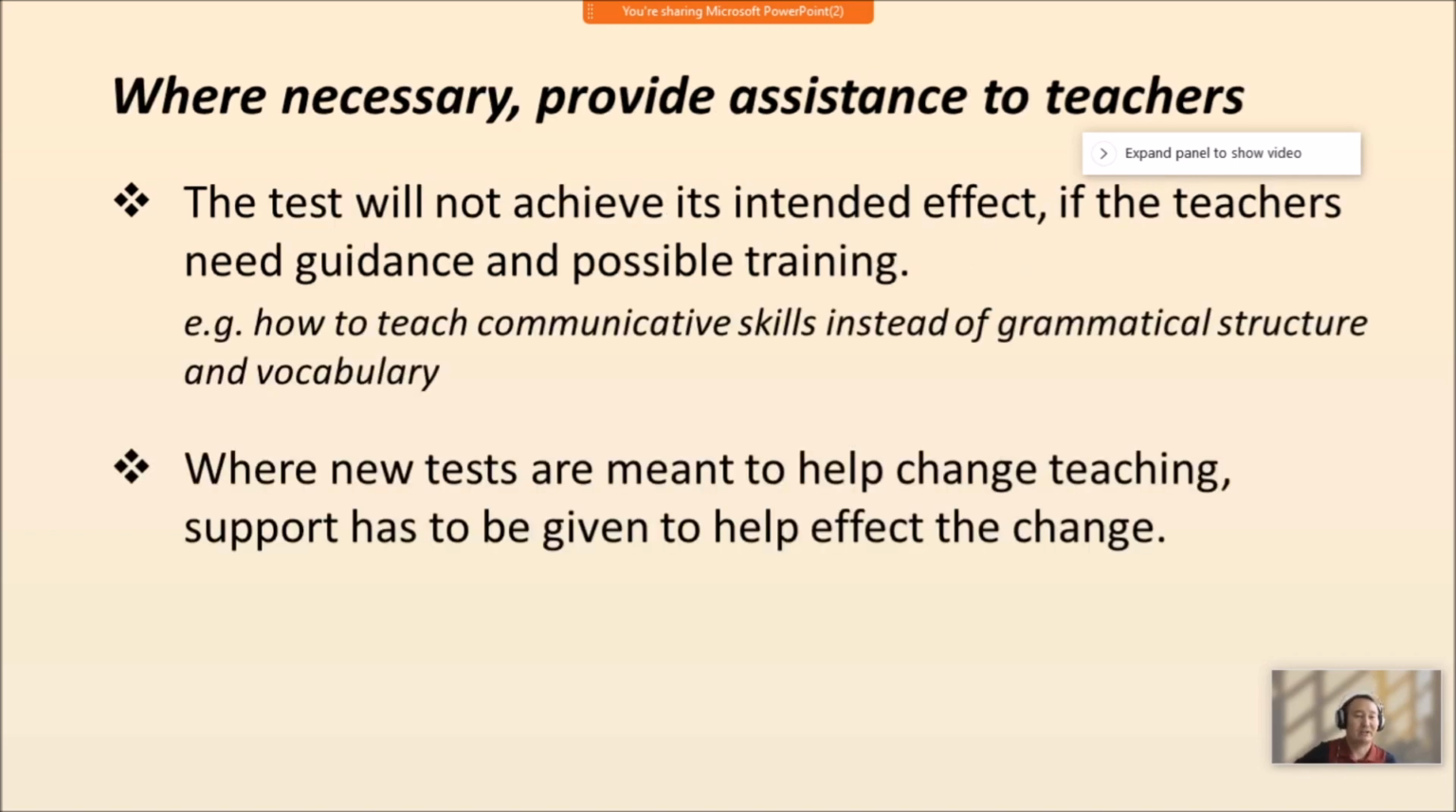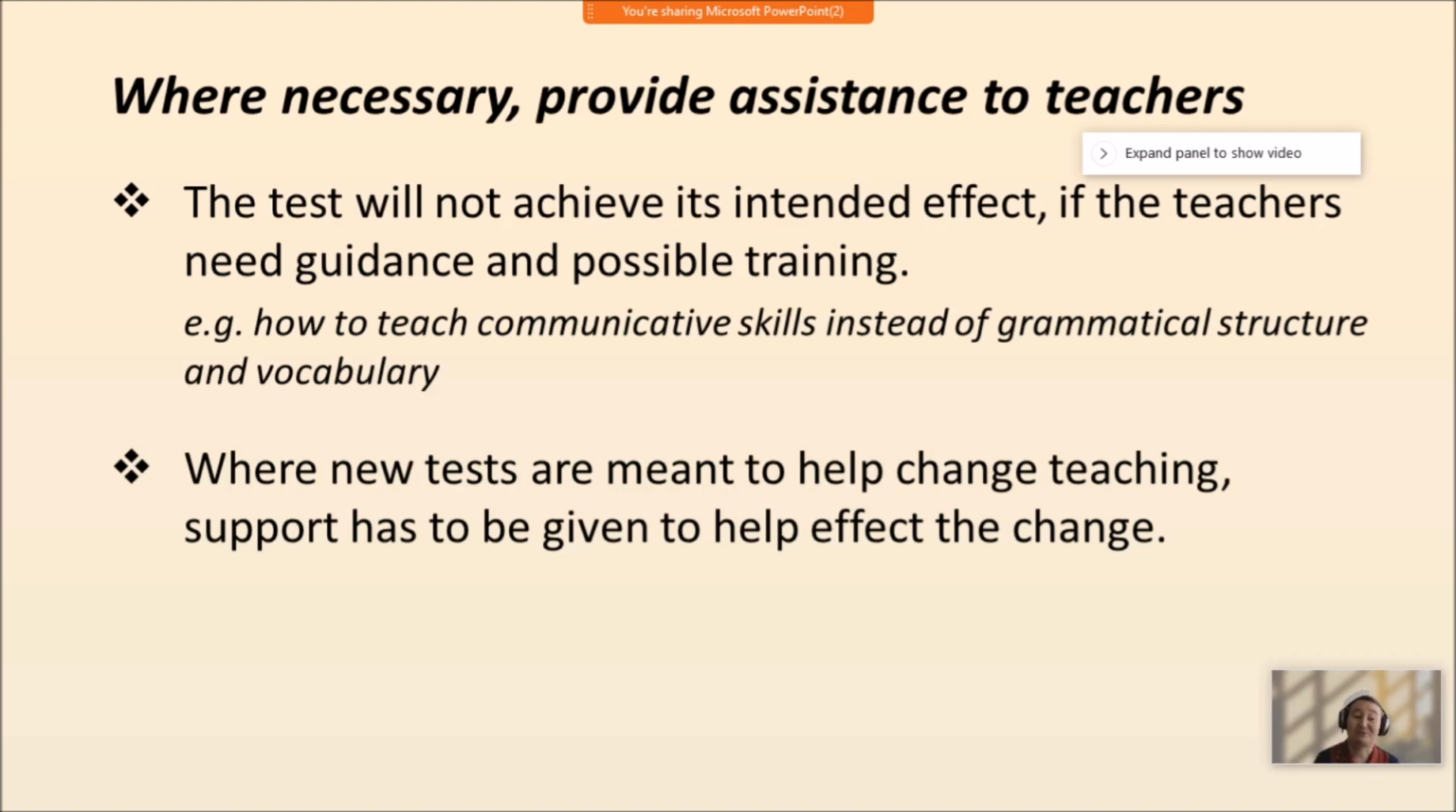Where necessary, provide assistance to teachers, especially if teachers are not aware how to evaluate students, and especially their productive skills. So you should provide training on how to evaluate. You should provide training with rubrics. You should provide training on the behavior that raters, that teachers, should demonstrate while students are being tested.